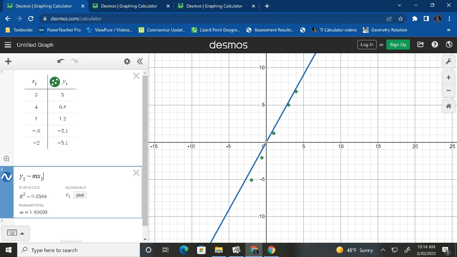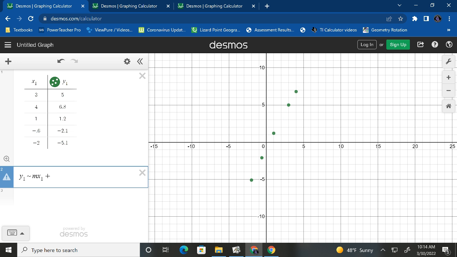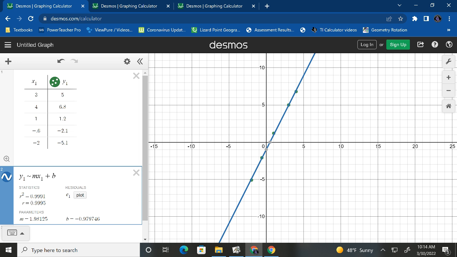Now you see it's pulling a line here and going, hey, this guy looks pretty good. But we need to put the plus b. And now it gives me everything. It actually tells me, hey, the R squared stat, simply the closer it is to 1, the more perfect it is. That's about a 99.9% accuracy. So that's great. And it tells me the parameters is what we want to look at.